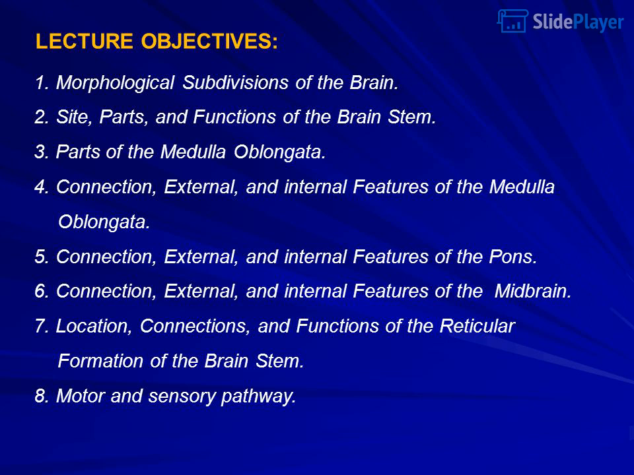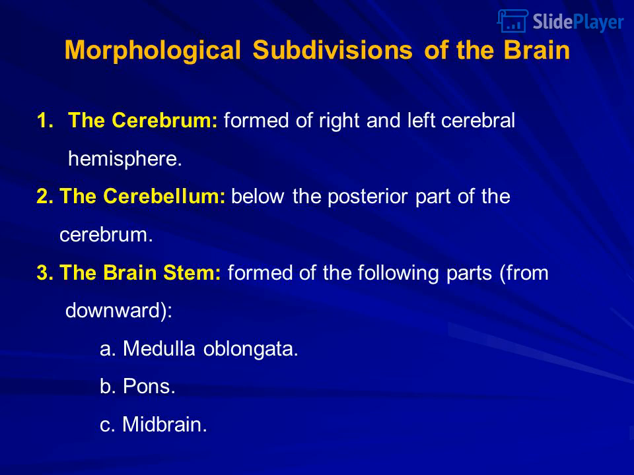7. Location, connections, and functions of the reticular formation of the brain stem. 8. Motor and sensory pathways. Morphological subdivisions of the brain. 1. The cerebrum, formed of right and left cerebral hemispheres. 2. The cerebellum, below the posterior part of the cerebrum.